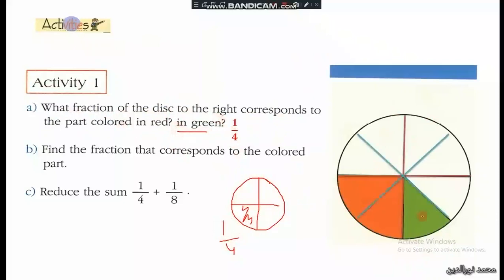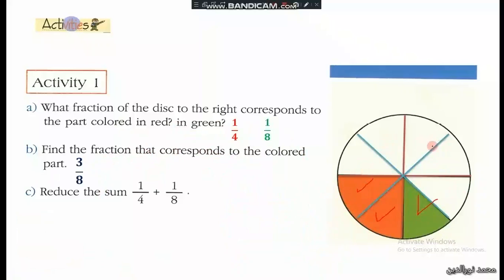And in green, the part colored green is one part out of 1 2 3 4 5 6 7 8. 1 over 8. Find the fraction that corresponds to the colored parts. So now I want to find the fraction that expresses all these colored parts. That is 1 2 3 parts out of 8, 3 out of 8.